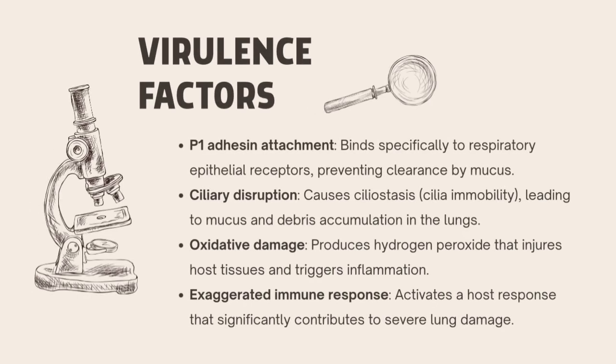Mycoplasma pneumoniae causes disease primarily through its ability to attach to respiratory epithelial cells using a specialized protein called P1 adhesin. This attachment prevents the organism from being cleared by mucus. It also disrupts the normal function of cilia, leading to a condition called ciliostasis, where the cilia stop moving. This results in mucus buildup and impaired clearance of pathogens.